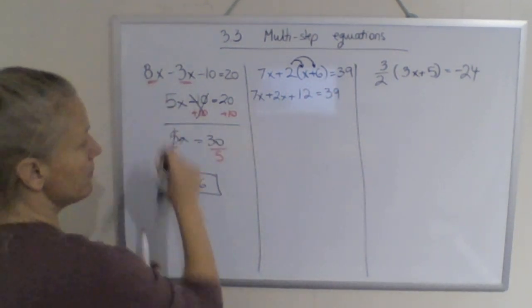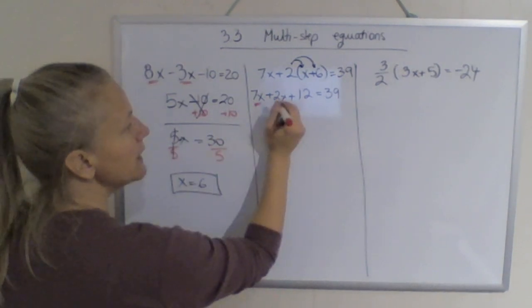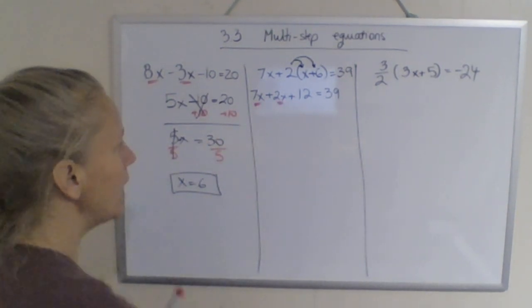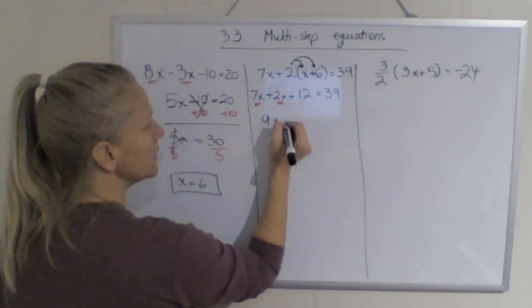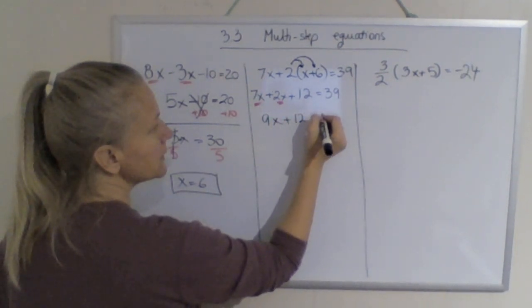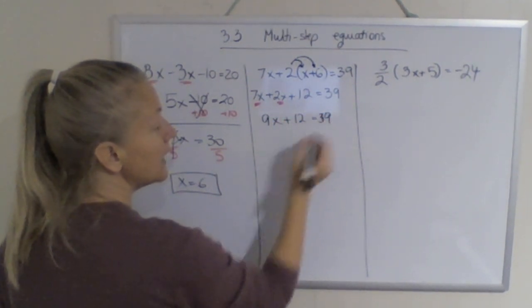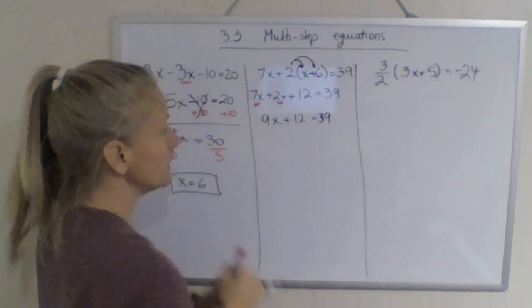I'm now back to here, basically. I have 2 alike terms. You see them? 7 apples, and then I have 2 more apples. That gives me 9 apples plus 12 equals 39. And I am back to the two-step equation.